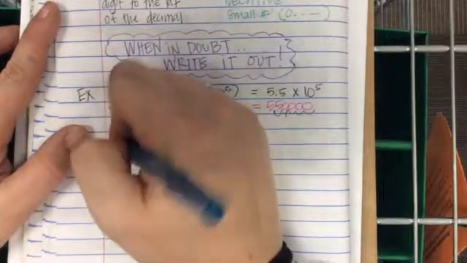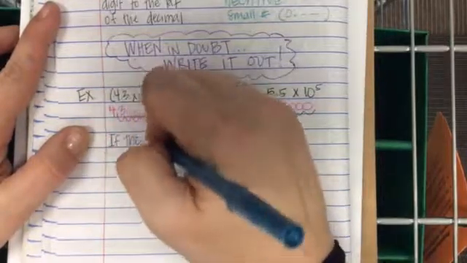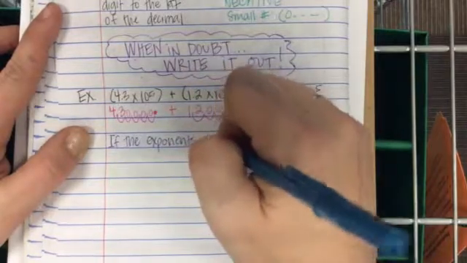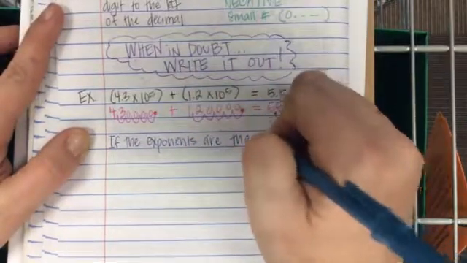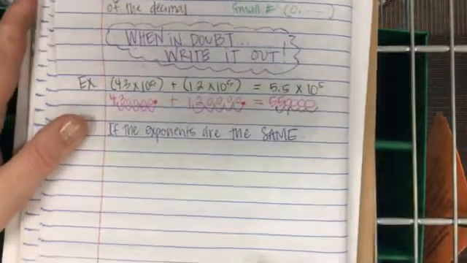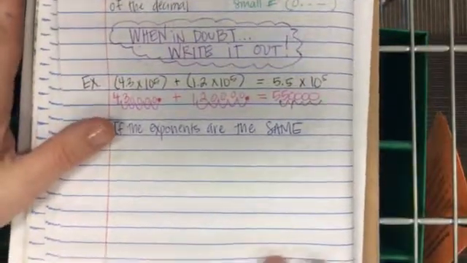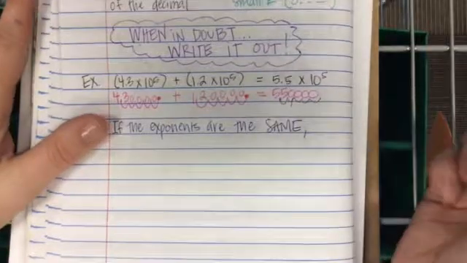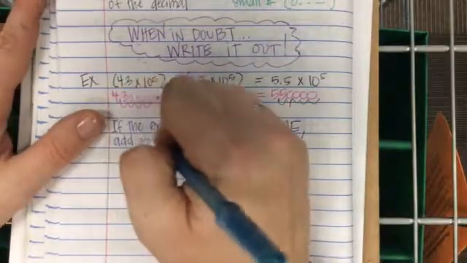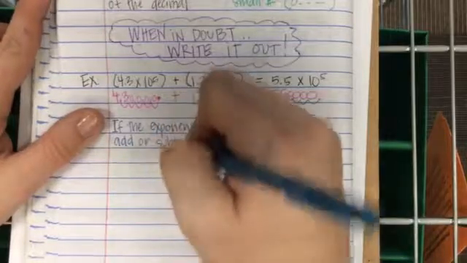If the exponents are the same, add or subtract, right? What if it's a subtraction problem?